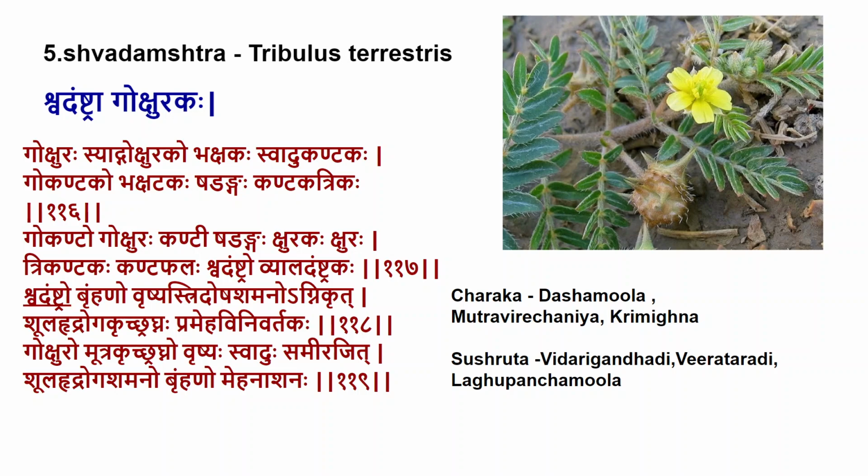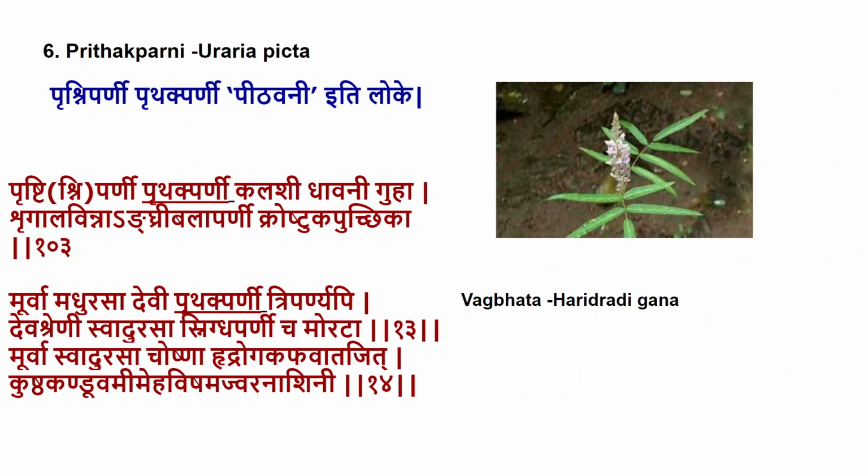And in Charaka, it's mentioned in the Gana of Dashamula Gana, Mutra Virechaniya, and Krimigna as such. Now, the next is Prasakparni. The Prasakparni is Uraria picta. According to Dallana, Prasakparni is Prishtiparni or Prasakparni Pitani iti loke. The Prishtiparni, Prasakparni, Kalashi, Dhavani Guha, Ashtrikara Vinna, Anubhi, Bala, Parni, Kurostuka, Puchika. These are the different synonyms based upon the names as such.